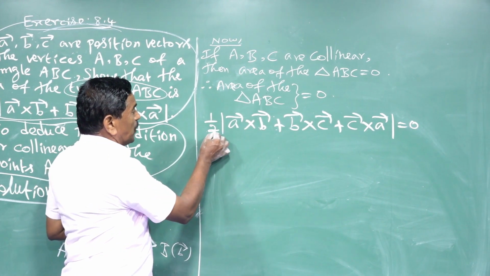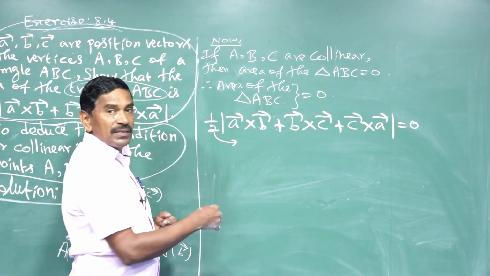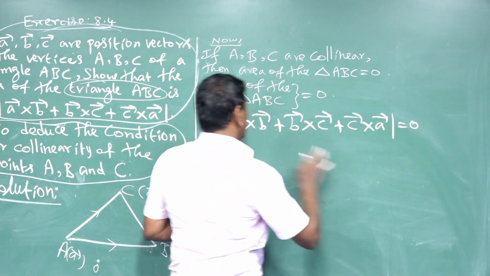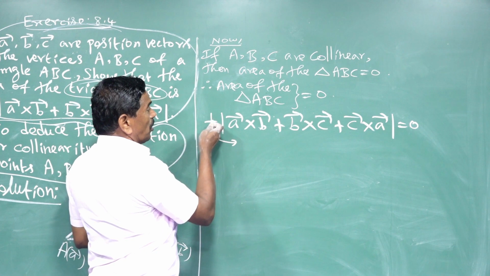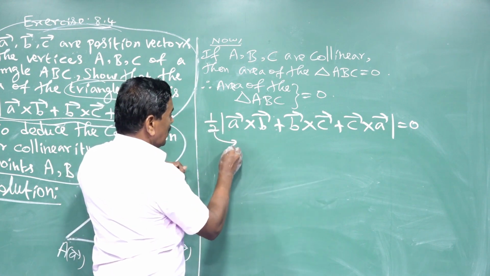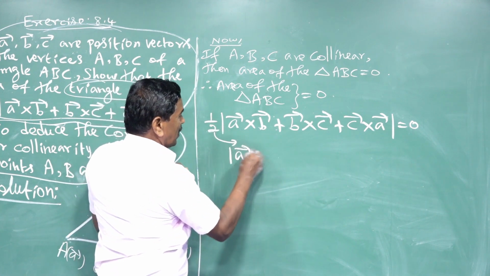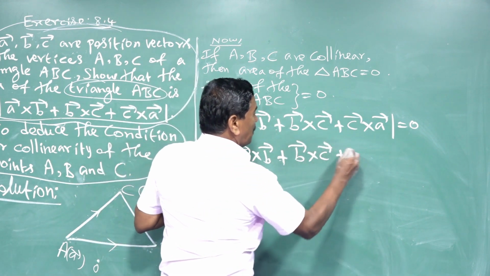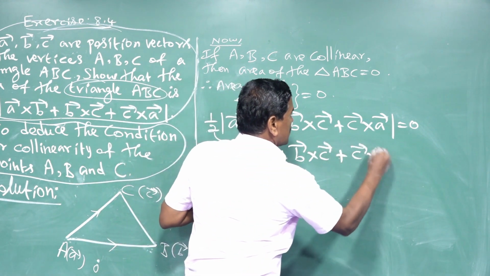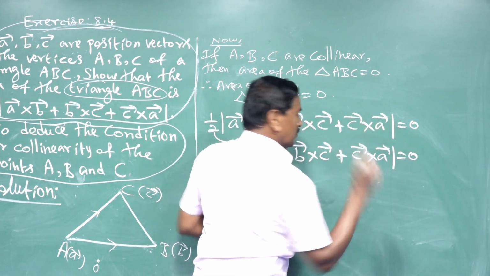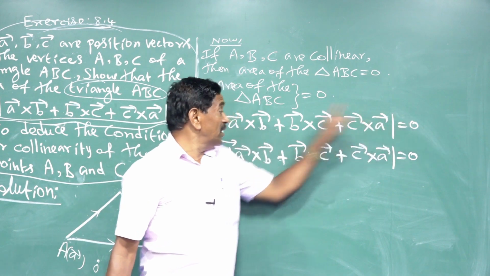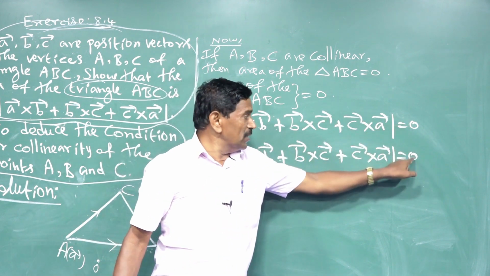Now, this divided 2 goes to right, becomes multiply. Listen, 2 into 0, 0. So this 2, that is half. That means modulus A vector cross B vector plus B vector cross C vector plus C vector cross A vector is equal to 0. Okay? This divided 2 goes to right, becomes multiply. So 2 into 0 equal to 0.